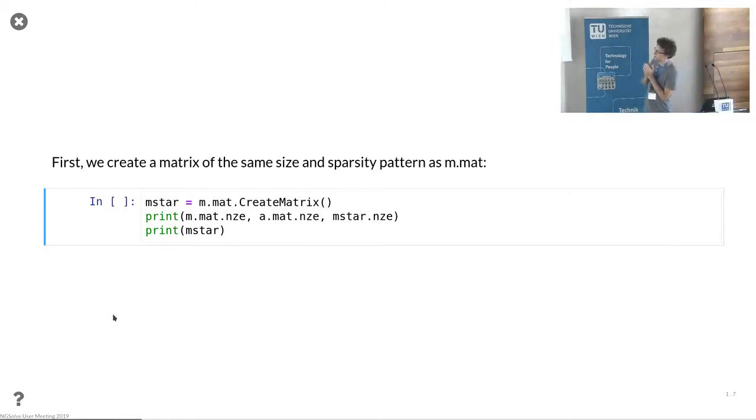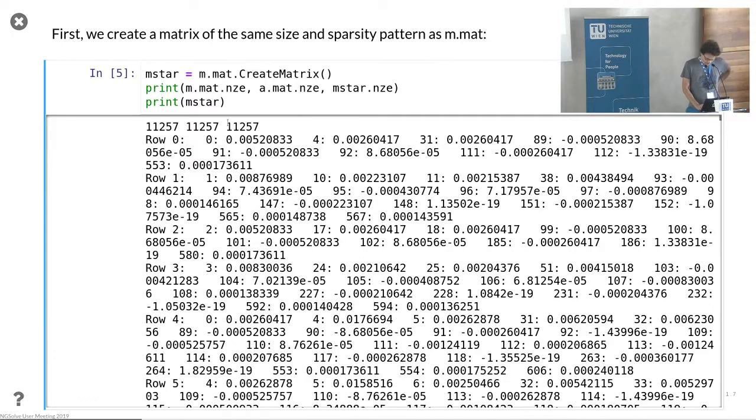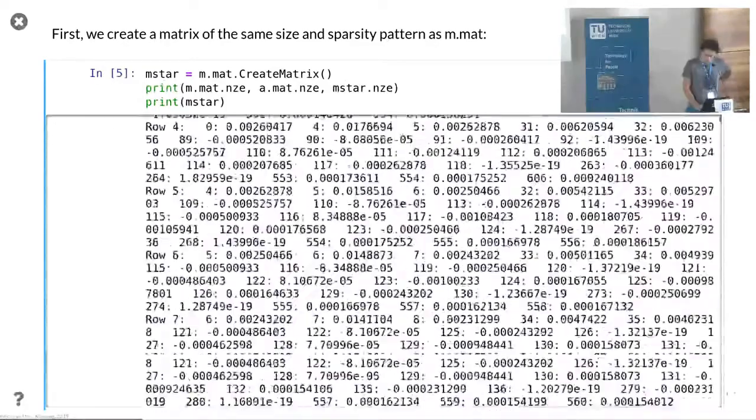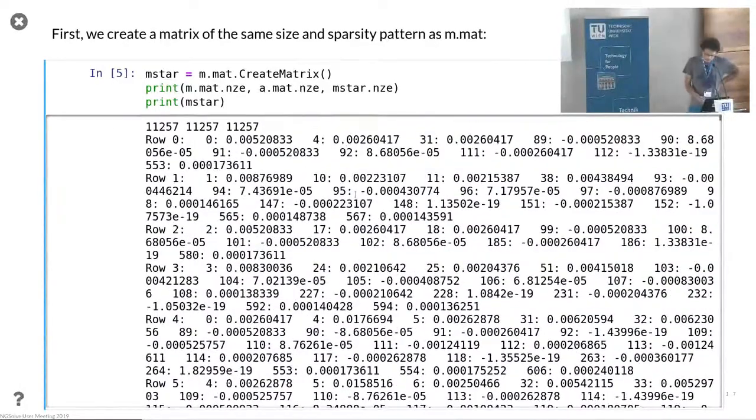Okay, what we now do is create a new sparse matrix, which should have the same layout as the M matrix. We can do this with a create matrix call, similar to what we saw with create vector. This gives us a sparse matrix with the same layout as the corresponding underlying matrix before. If we do this, we see that the number of non-zero entries of all three matrices, M, A, and this new M star, is the same. And if you take a look at the entries, you could check that this is the same memory layout as before.